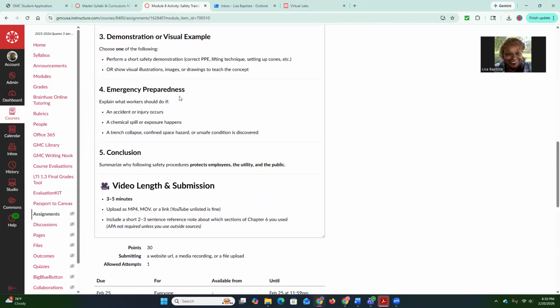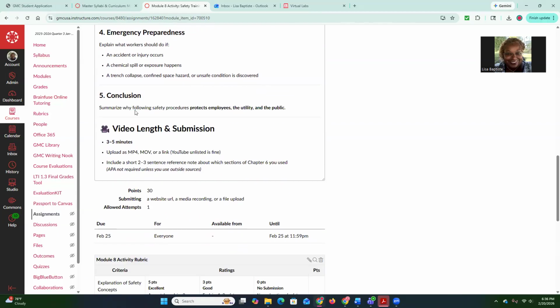And then emergency preparedness. Explain what workers should do if an accident or injury occurs, a chemical spill or exposure happens, or a trench collapse, confined space hazard, or unsafe condition is discovered. Okay. And then conclusion. Summarize why following safety procedures protects employees, the utility, and the public.